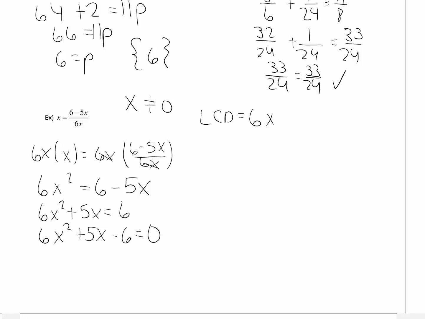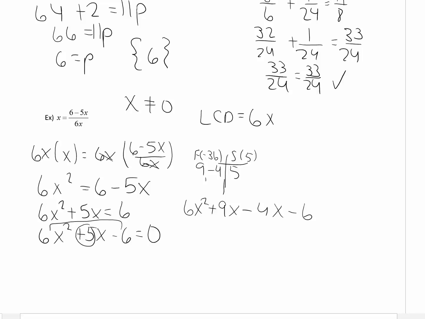So remember how we factor these. Factors of negative 36 whose sum is 5. In this case, that's 9 and negative 4. So rewrite the middle term as 9x minus 4x, and then factor by grouping. So I'll group them here and here. I can factor out a 3x. Here I can factor out a negative 2.